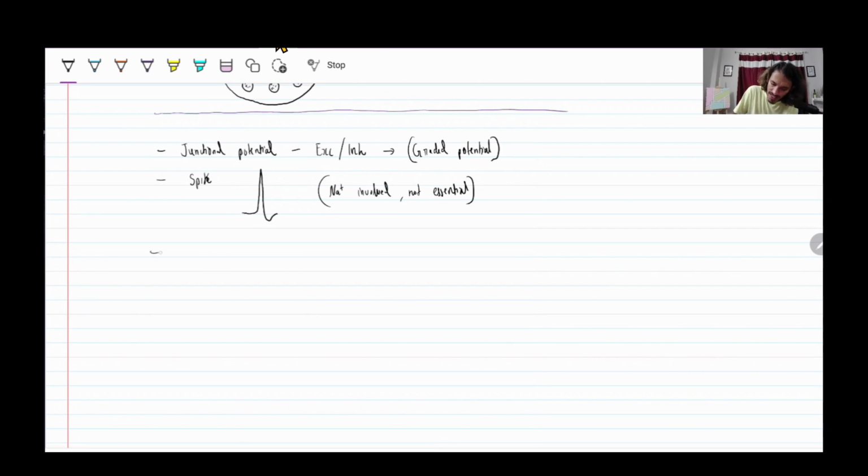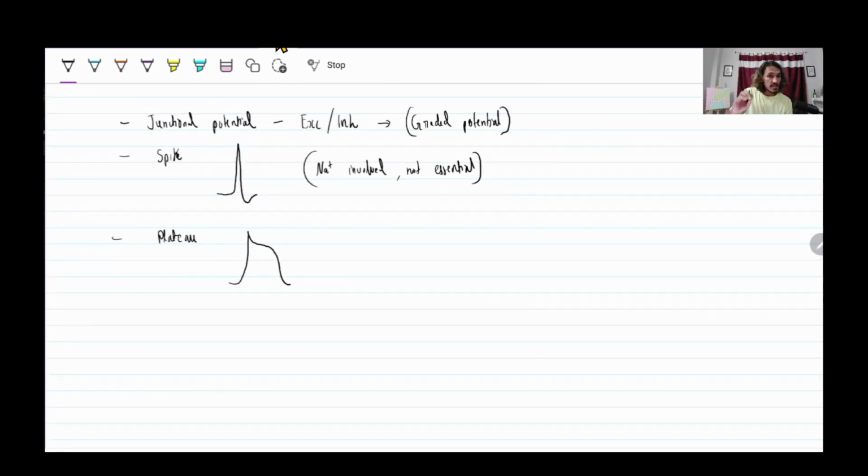Then we have plateau potentials, like the ones we see in your cardiac muscle. These are especially present in your genitourinary tract smooth muscles. Why would you need that? Because of the presence of this plateau. During that period, there is a longer period where calcium is coming in, resulting in a more maintained tone. So such plateau potentials are seen in the genitourinary tract.